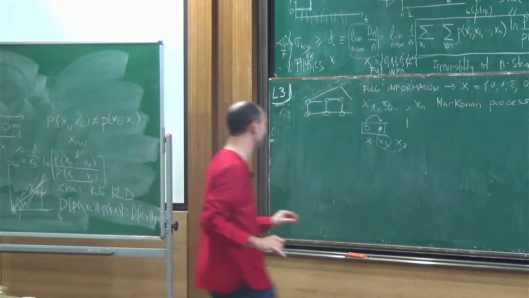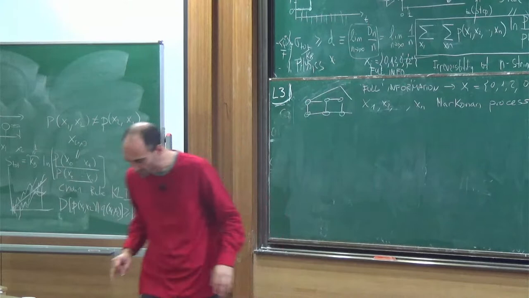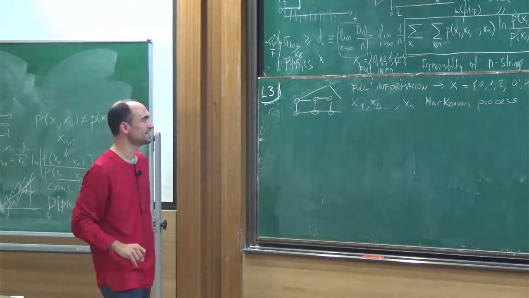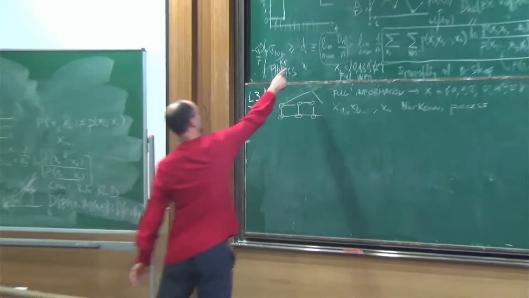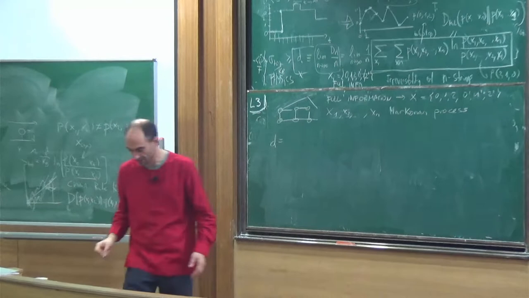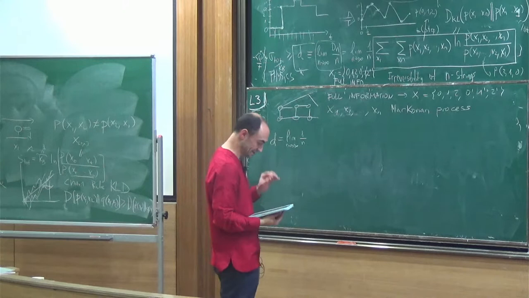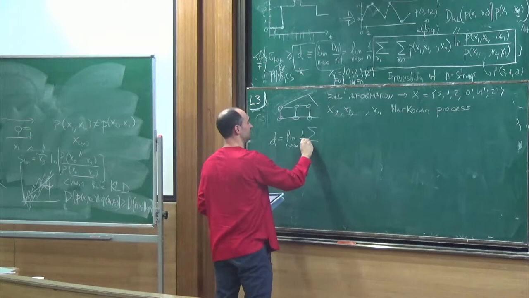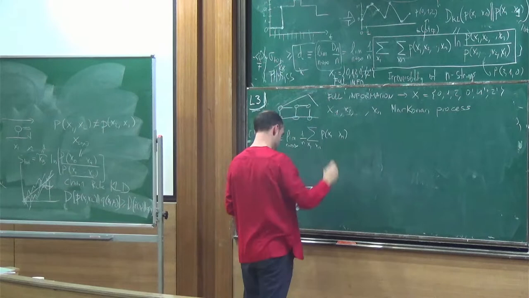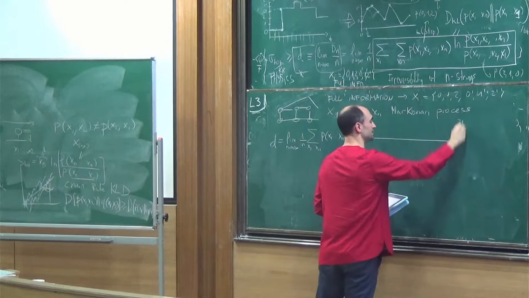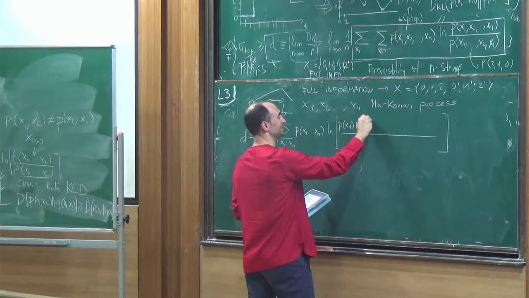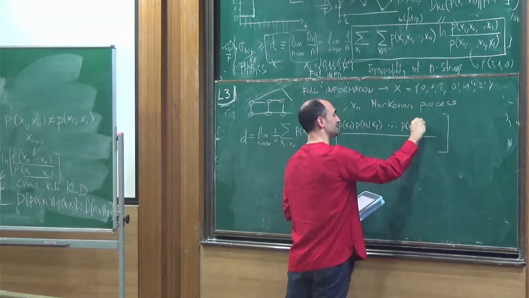Now, what we can do. You mentioned that this is zero for IIDs, right? Yes, IID means the reversible case. So let me compute this D for a Markov process. D is going to be, in the limit when n goes to infinity, 1 over n, and what I'll do first is use the Markov property. So this would be the sum over x1 up to xn, and then the log of this thing, which will be very long: P of x1, P of x2 given x1, and so on, up to P of xn given xn minus 1. So, Markov property.